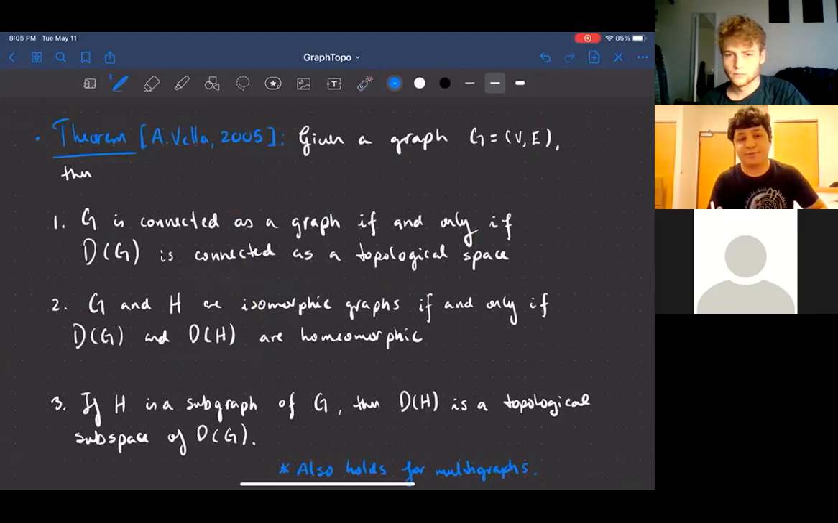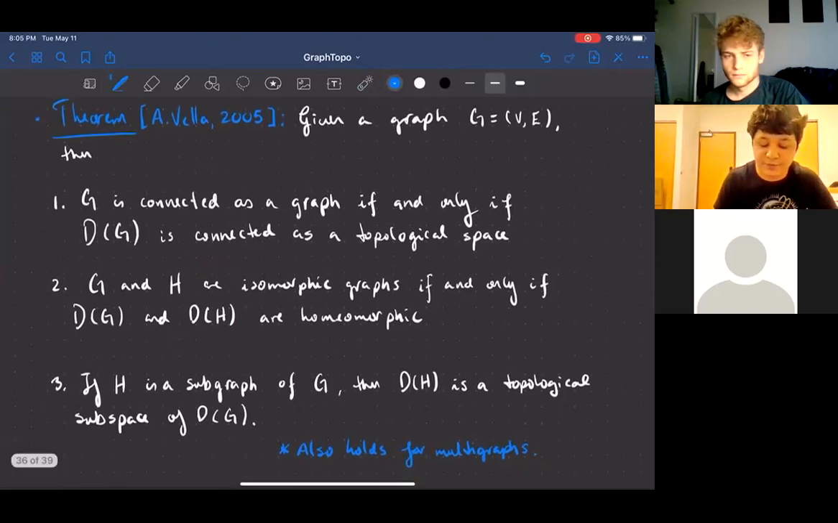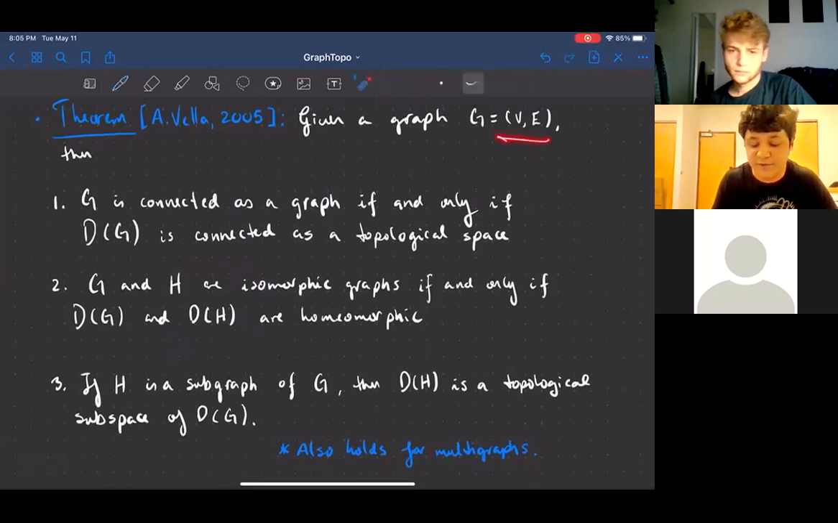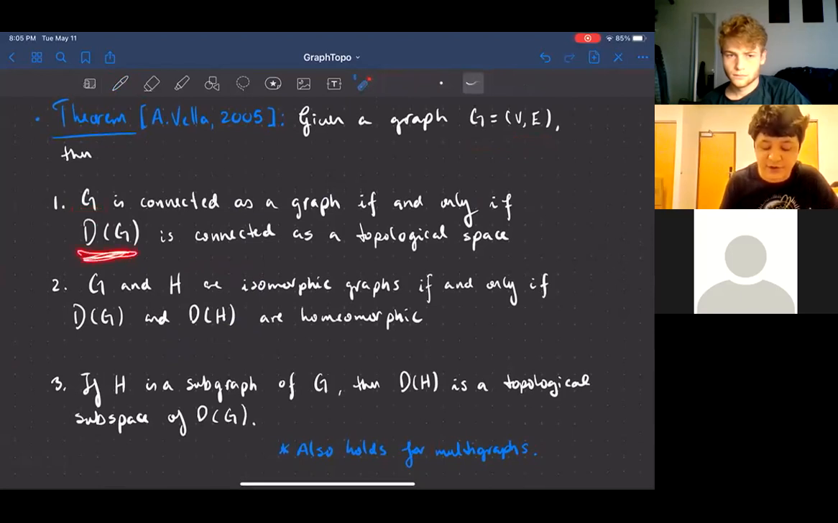Just to wrap this up, this was initially made by the mathematician Antoine Bella as his PhD thesis at the University of Waterloo in 2005. In this thesis, he writes the following theorem. Given a graph, just a graph, he didn't really work with multigraphs. If we consider the digital topology, then the graph will be connected if and only if the digital topology is also connected as a topological space.